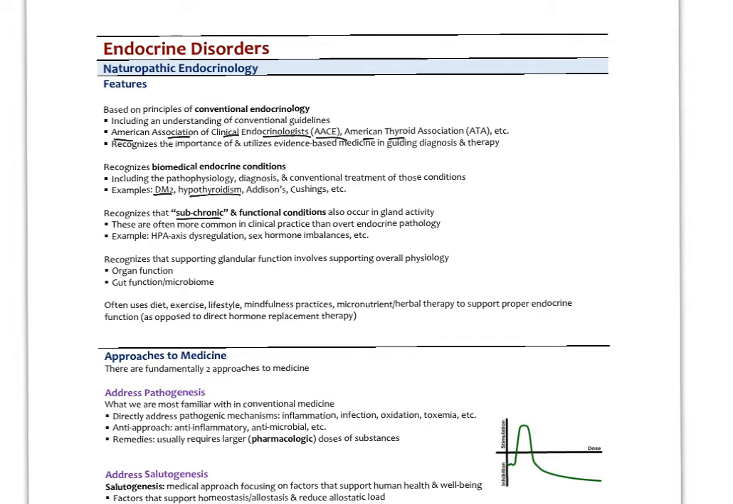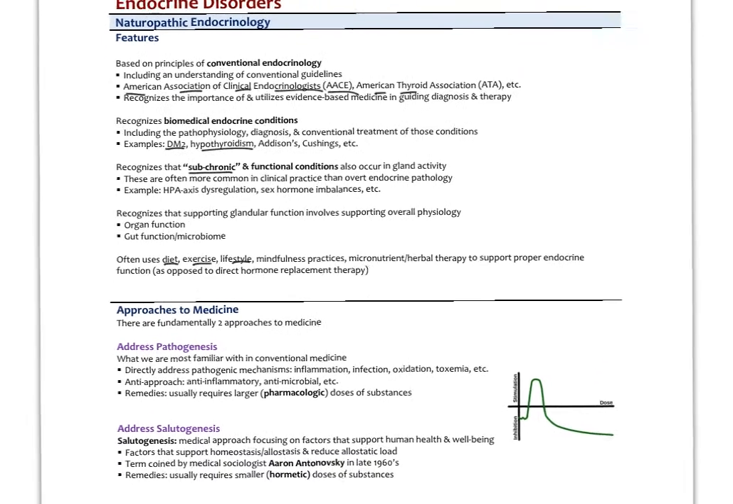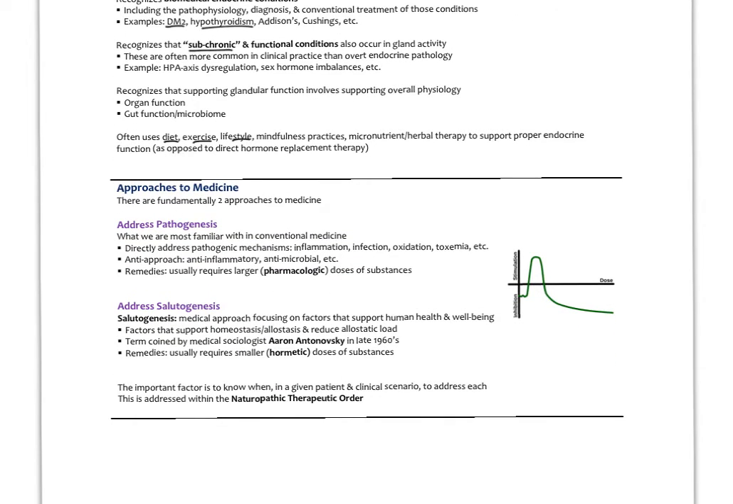And then we, of course, as naturopaths, also use, in addition to hormones and potential medications, diet and exercise, lifestyle, mindfulness practices, micronutrients, herbal medicine, that sort of thing, as opposed to just giving hormone replacement. Now, if we start to look at the biomedical or conventional approaches and a more traditional naturopathic or humoral approach, we can say there's really two approaches to medicine. And I talked about them a bit with the discussion of hormesis.